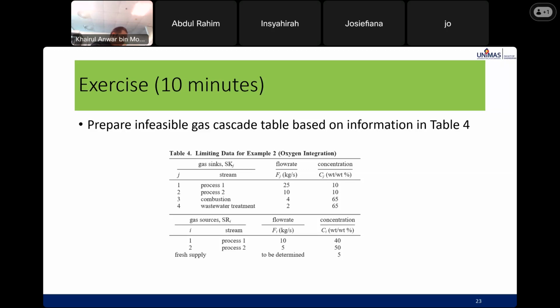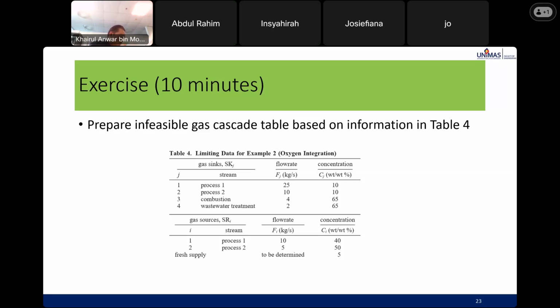So for the feasible cascade table, we've done the fit of the fresh oxygen supply based on the GCT or FF, specifically 30 kilograms per second. So how do you get 30 kilograms per second?